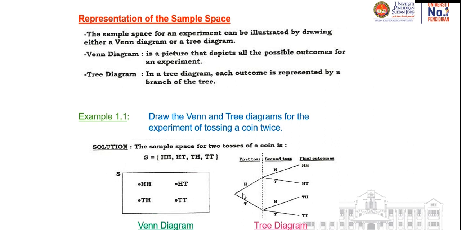That's why the final outcomes is the multiplication of the first flip and the second flip, or the first toss or second toss, which is you multiply HH, HT, TH, and TT. So this is how we represent sample space. It's either using Venn diagram or by using tree diagram.